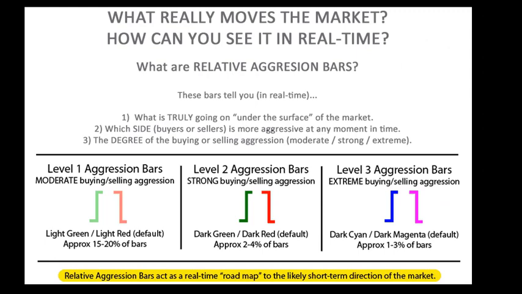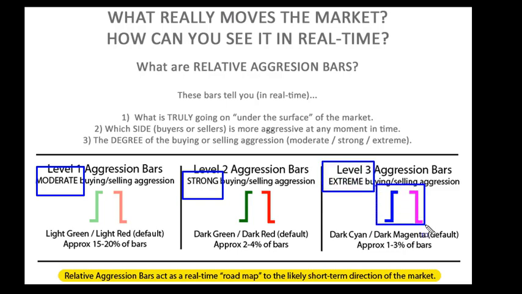First, let me just talk about what aggression bars are, relative aggression bars. These are bars that appear in real time that are telling you basically what's going on under the surface of the market. They're telling you which side, and by side I mean buyers or sellers, is more aggressive at any given moment in time. And they're not just telling you that, they're also telling you the relative degree of the buying or selling aggression. In other words, is there moderate aggression? Is there strong buying or selling aggression? Or what I really want to focus on today, this idea of extreme buying or selling aggression.